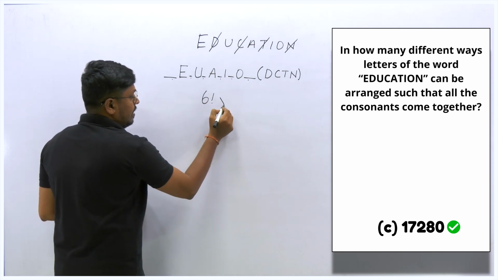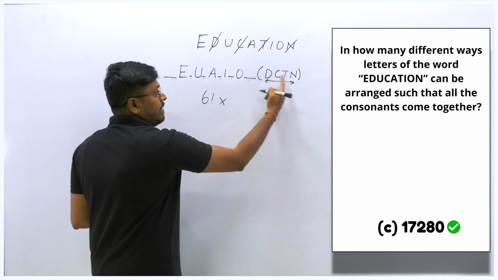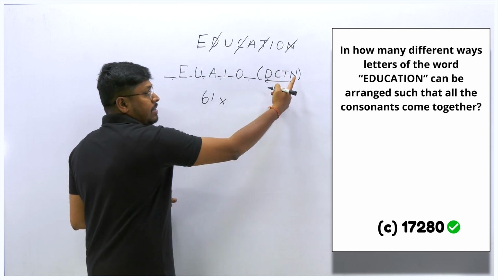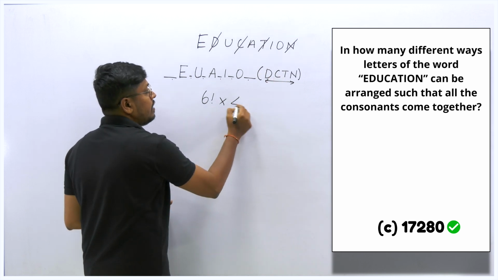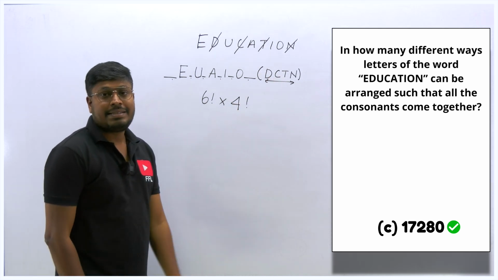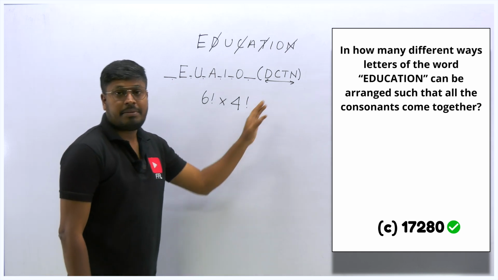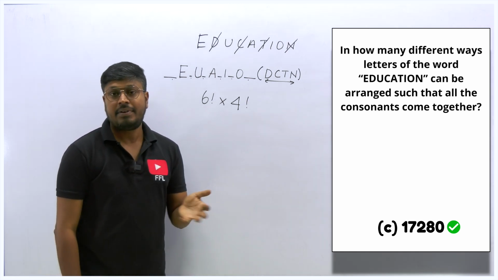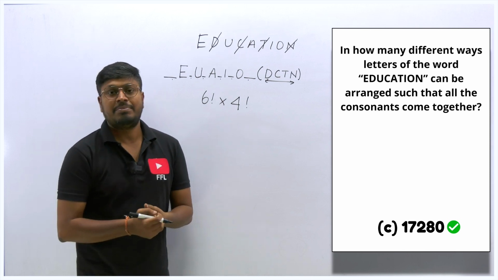So 6 factorial, into the 4 letters that can be written in different ways: DCTN, NDCT, or TDCN. That is 4 factorial. So the answer for the question is 6 factorial into 4 factorial. It's a permutation. While teaching permutation, I told you how to solve it if vowels come together or consonants come together.